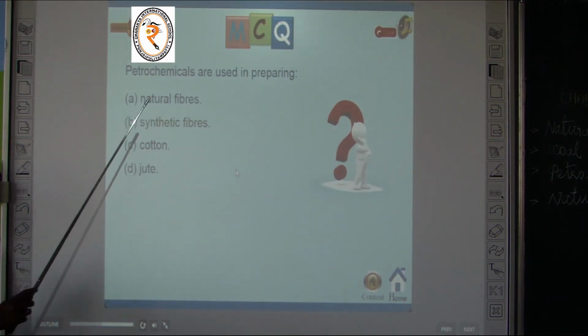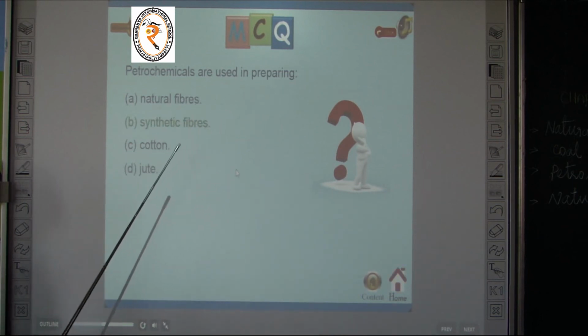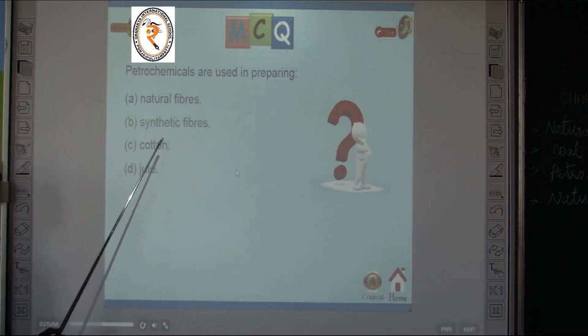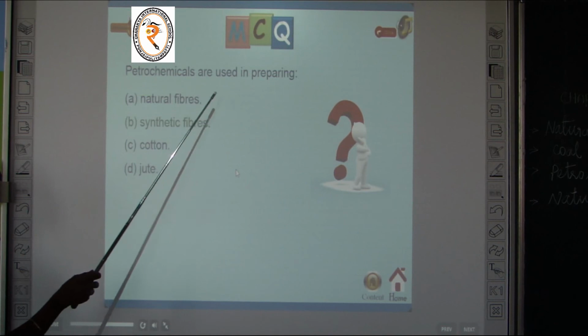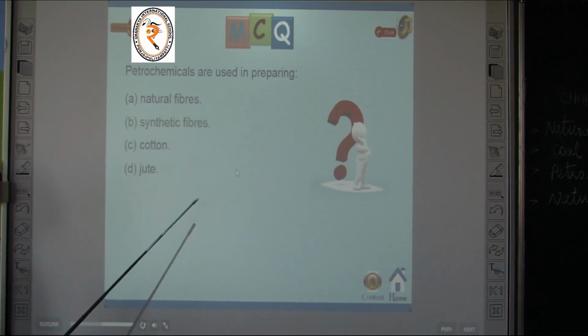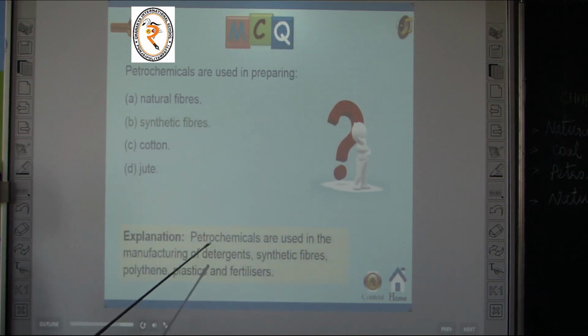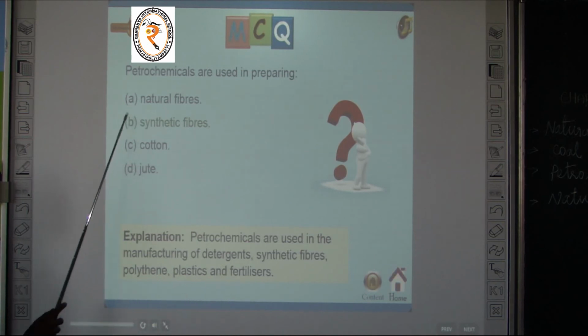See, petrochemicals are used in preparing natural fibers, synthetic fibers, cotton, jute. What is the correct answer? It is synthetic fibers. So petrochemicals are used in preparing synthetic fibers. See, petrochemicals are used in the manufacturing of detergent, synthetic fibers, polythene, plastics and fertilizers. So what is the answer? It is synthetic fibers. The next one.